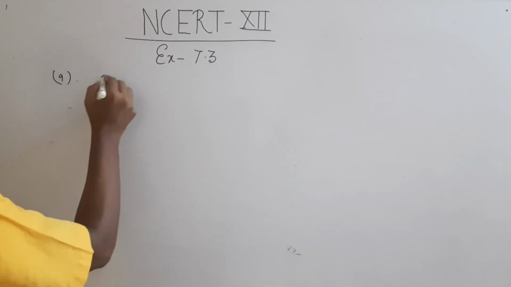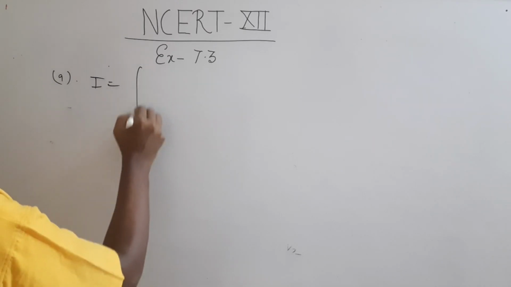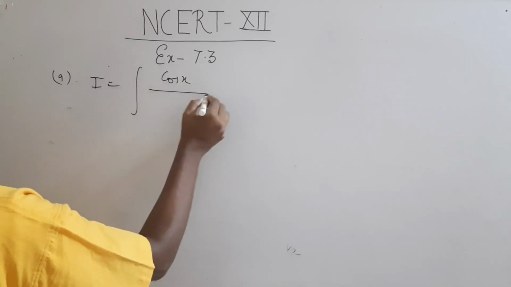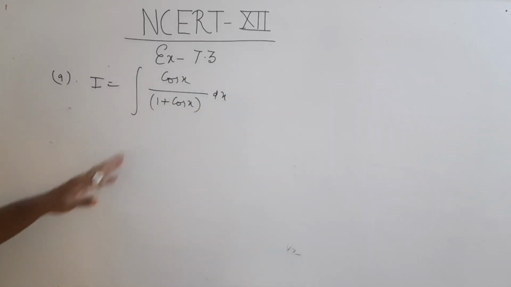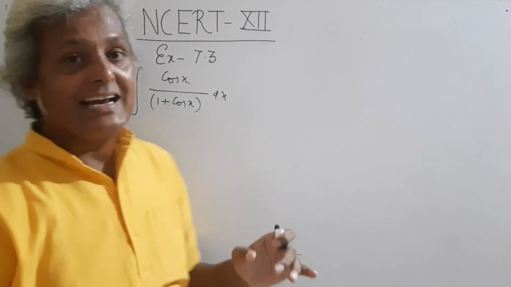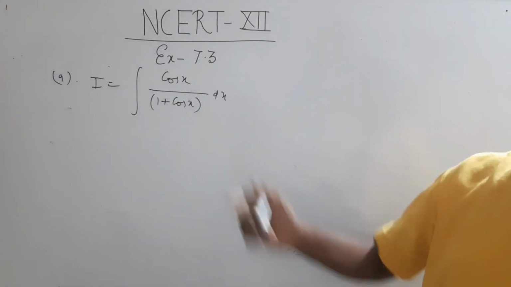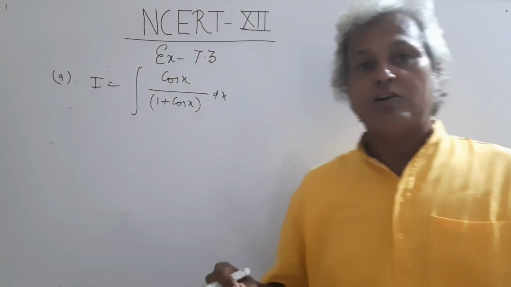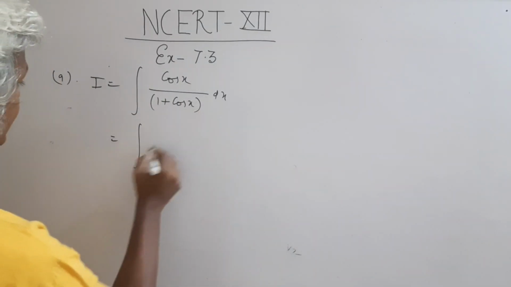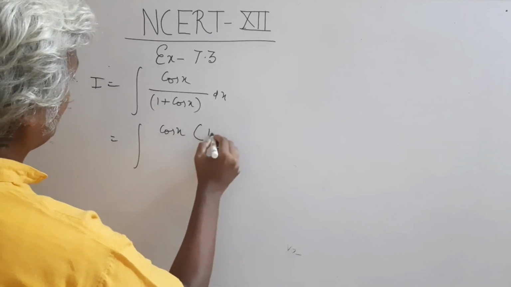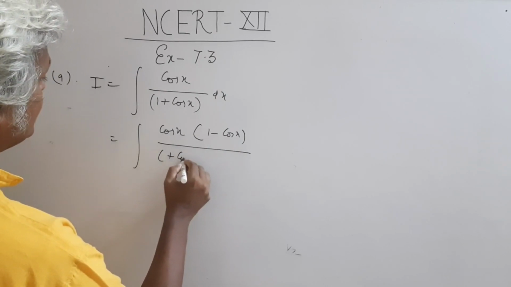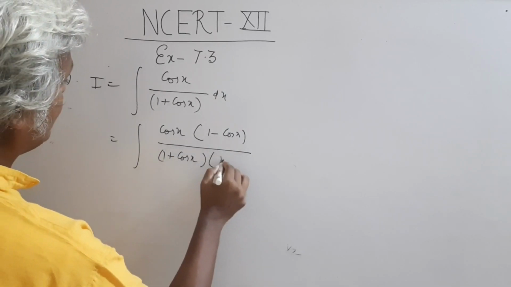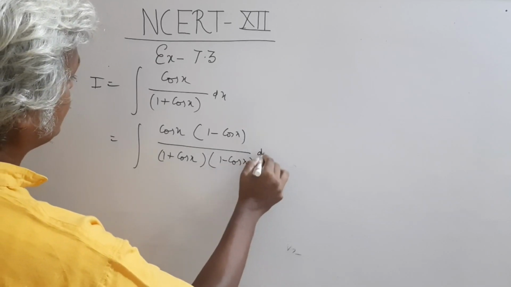Now question number 9: find the integral of cos x over 1 plus cos x dx. Whenever you see 1 plus cos x, you should directly think that if 1 plus cos x is multiplied by 1 minus cos x, it becomes 1 minus cos square x, and that's nothing but sine square x. We'll do the same thing. So here I multiply cos x by 1 minus cos x in the numerator, and 1 plus cos x by 1 minus cos x in the denominator.